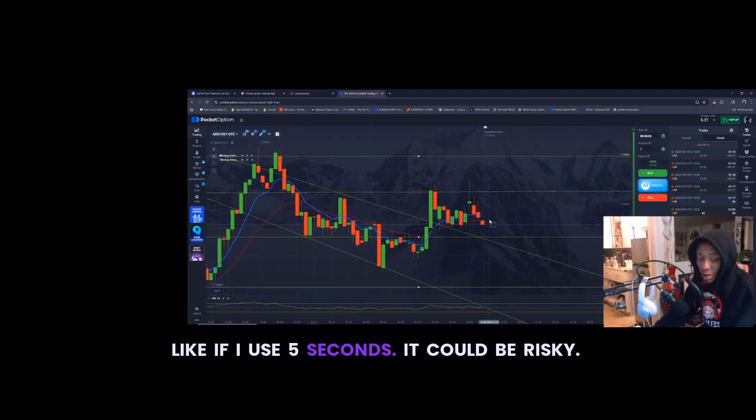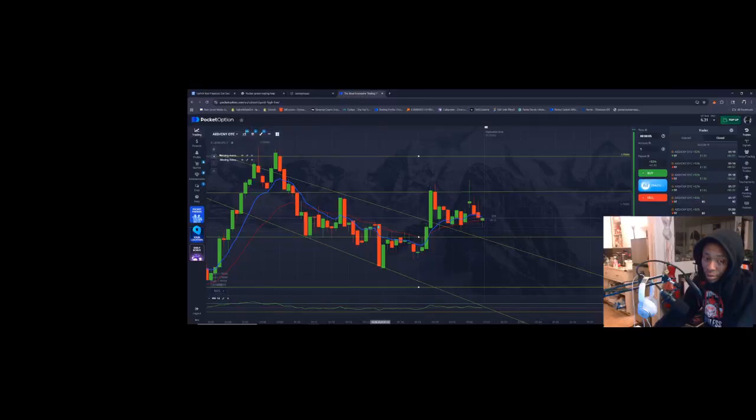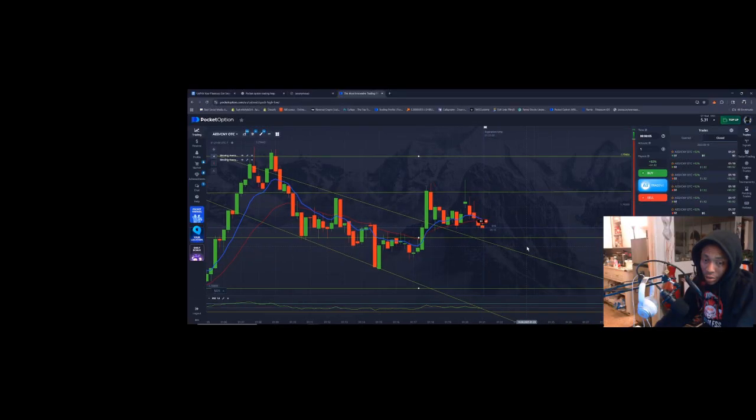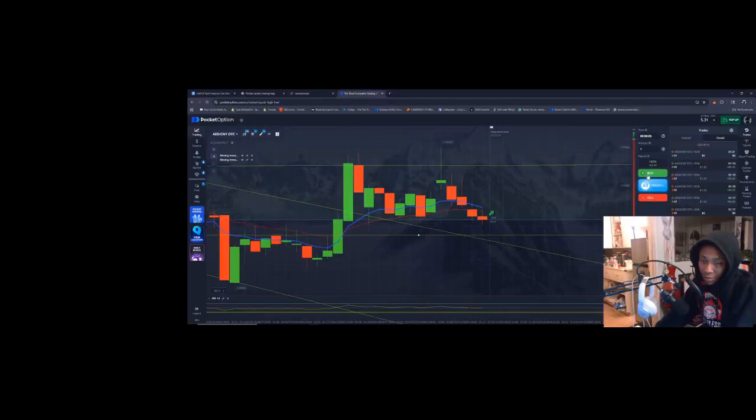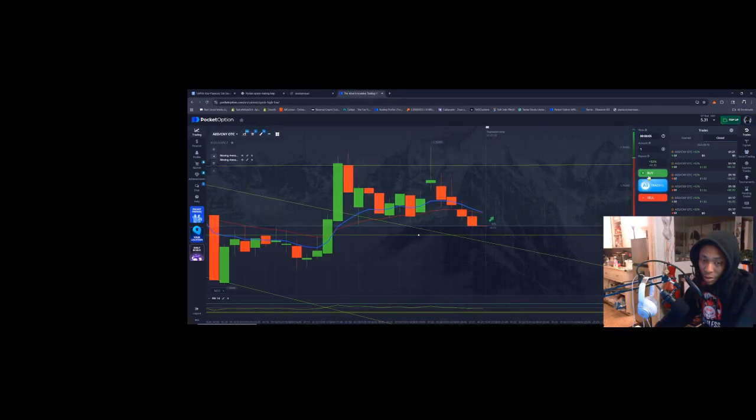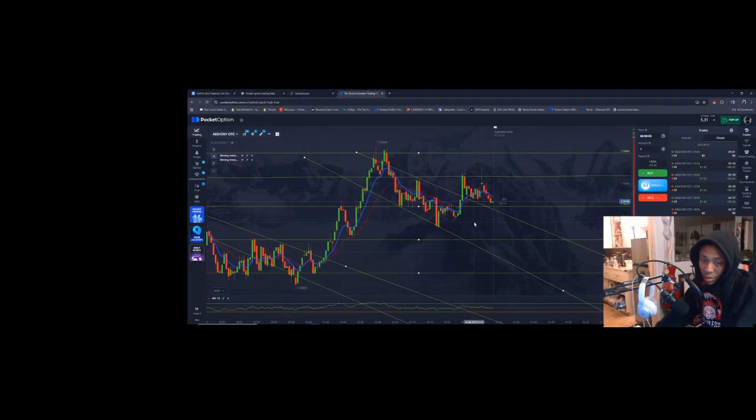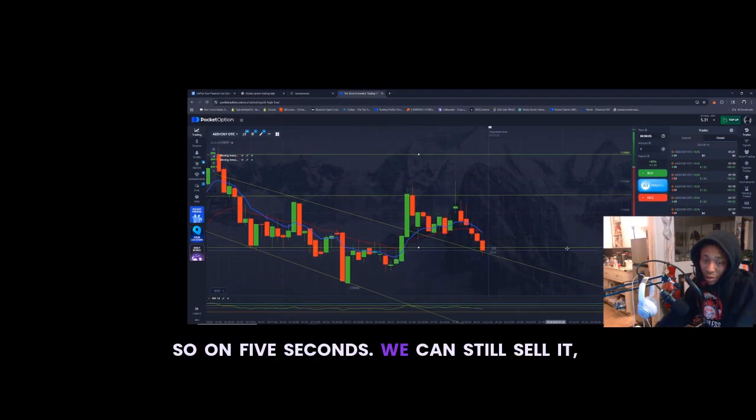Like if I use 5 seconds, it could be risky, but there's that super dip, just like right here, and there's gonna be a green candle. Here it comes. We'll just, oh wait, nope, there's the dip still going. We'll just wait a little bit longer. There's that dip. We'll see if it touches here. Consolidation. Boom. More dip. So now we're in a downtrend. So on 5 seconds, we can still sell it.